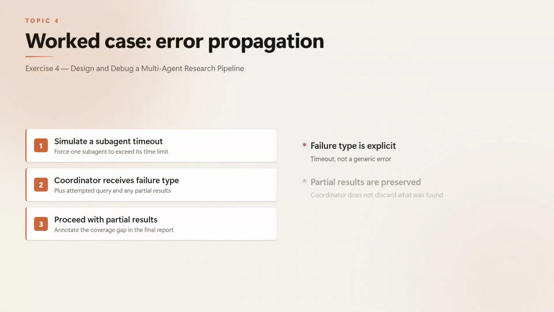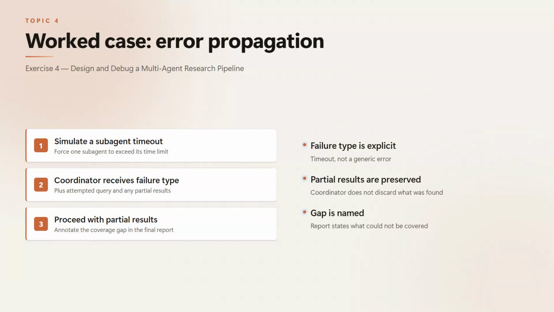Take the error propagation case. You simulate a timeout on the web search subagent. The coordinator must receive not just a failure flag, but the failure type, timeout, the query that was attempted, and any partial results the subagent managed to return before it died. The alternative is to let the whole pipeline crash or to silently drop that subagent's contribution. That loses the partial work and leaves the report with an unexplained hole. Instead, the coordinator proceeds with what it has and annotates the coverage gap: web search timed out, findings from document analysis only. The other cases, parallel execution, structured output, conflicting sources, follow the same pattern of explicit handling, and they are detailed in the exercise.